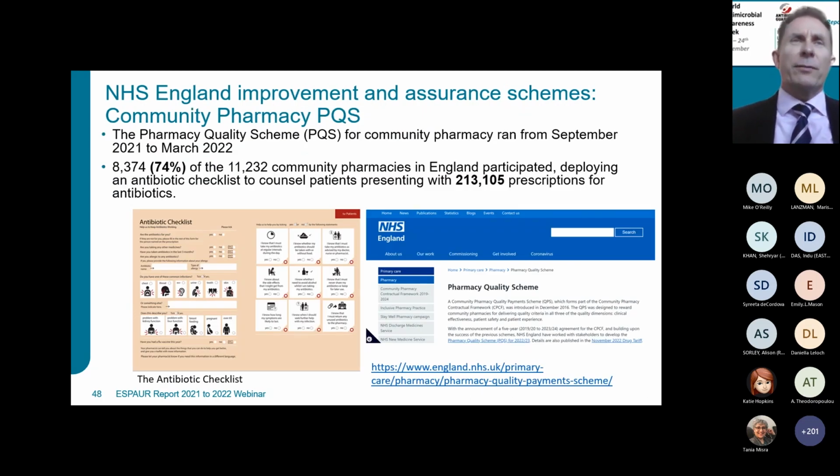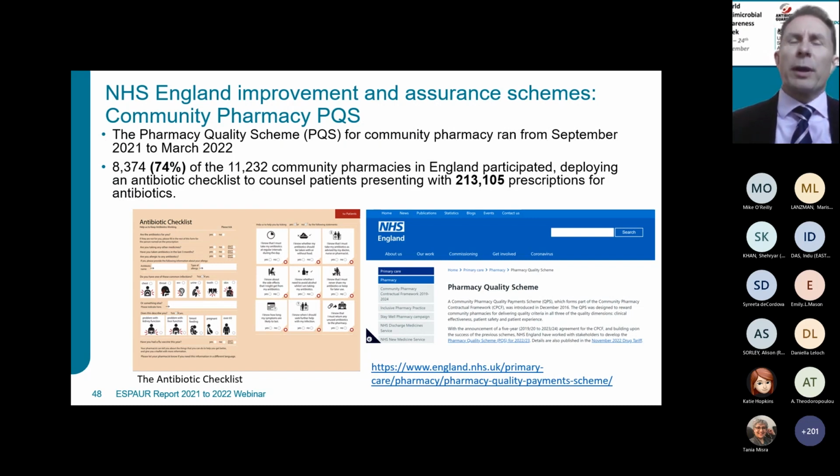Coming on now to community pharmacy, and as Diane mentioned earlier, NHS England introduced, or is in the middle of, a 5-year scheme for community pharmacy that includes an incentive called the Pharmacy Quality Scheme. And the scheme that was running during the period of time for this ESPAUR report ran from September last year until March 22, and it incentivized community pharmacy teams to use the antibiotic checklist, and an image of the checklist is presented here on the bottom left of the slide.